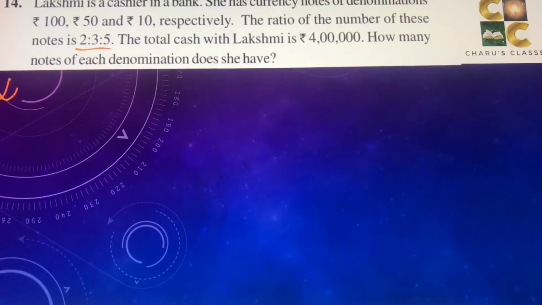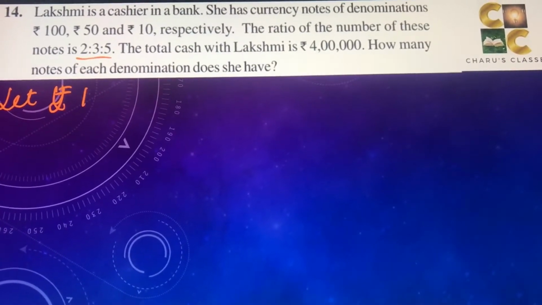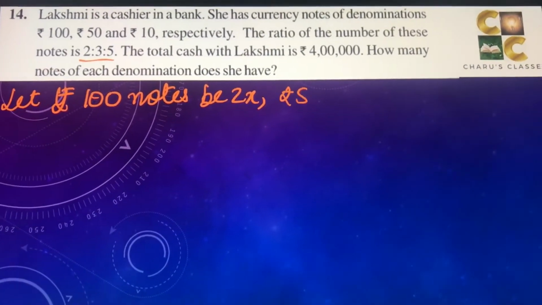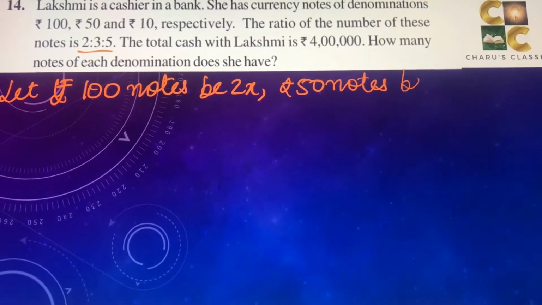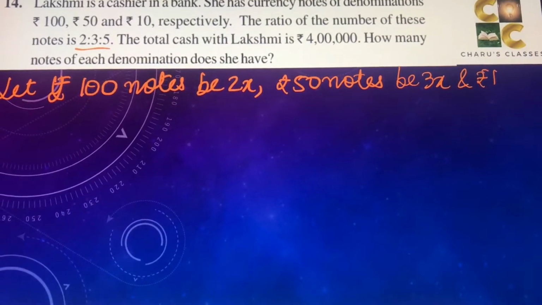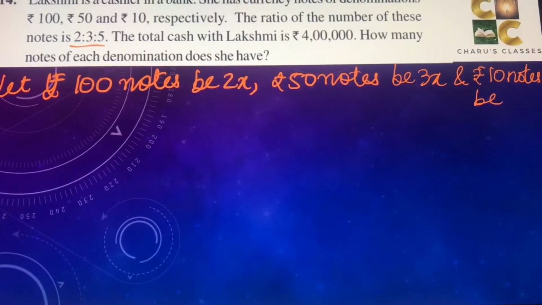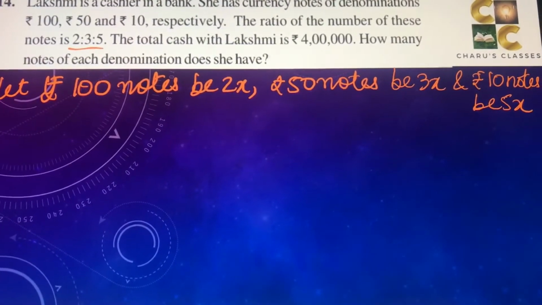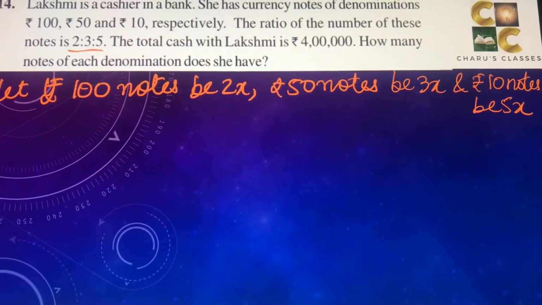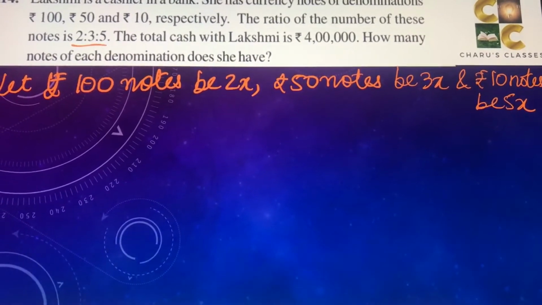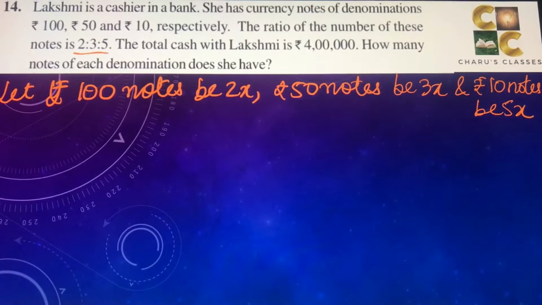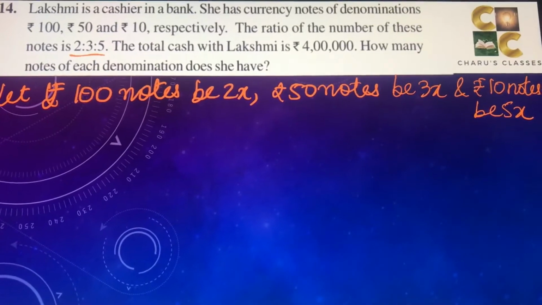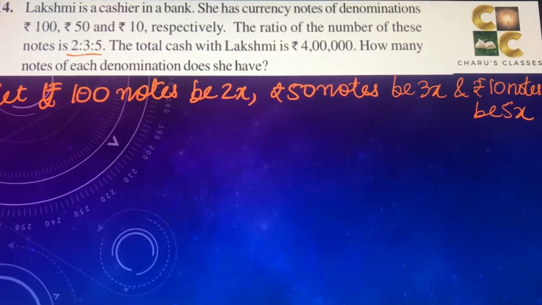So whenever we get these in ratio, we say let rupees 100 notes be 2x, rupees 50 notes be 3x and rupees 10 notes be 5x. जो 2:3:5 है उससे हम 2x, 3x and 5x respectively लेंगे. Now how do we find कि हमारे पास total कितना amount है? Suppose मेरे पास 5 notes हैं 10 rupees के. So what is the amount with me? Number of notes into the denomination. 5 into 10, 50 rupees.